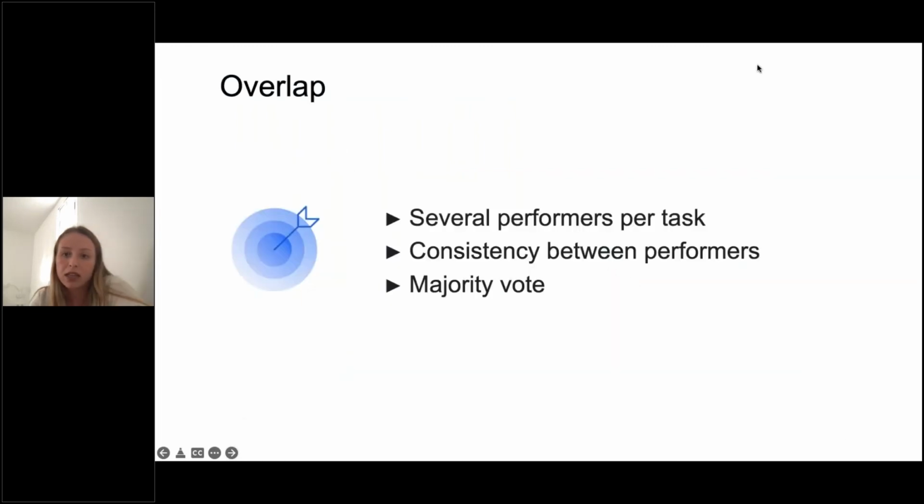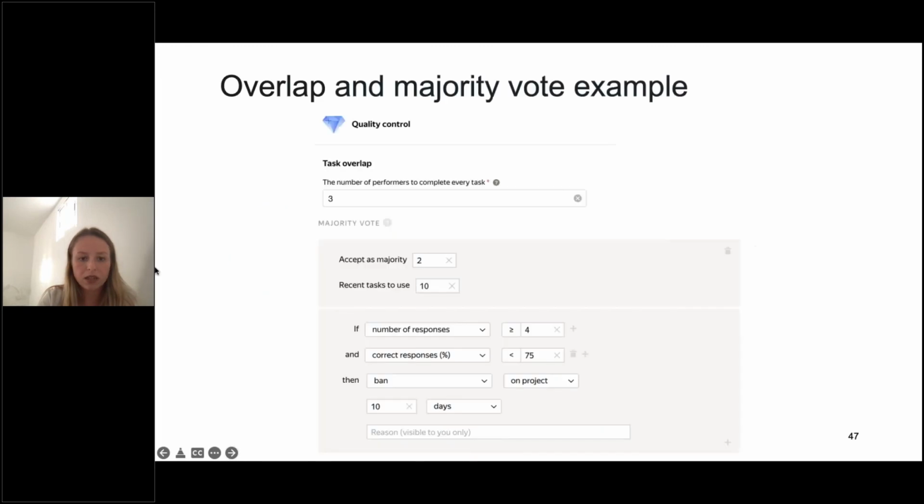And another thing that is important here is that usually one task is not sent to one person. It is usually sent to several people. This is because we do not trust one single person. We rather would send it to several users and then check for consistency between those people. This is something we call majority votes, and I have provided an example here.